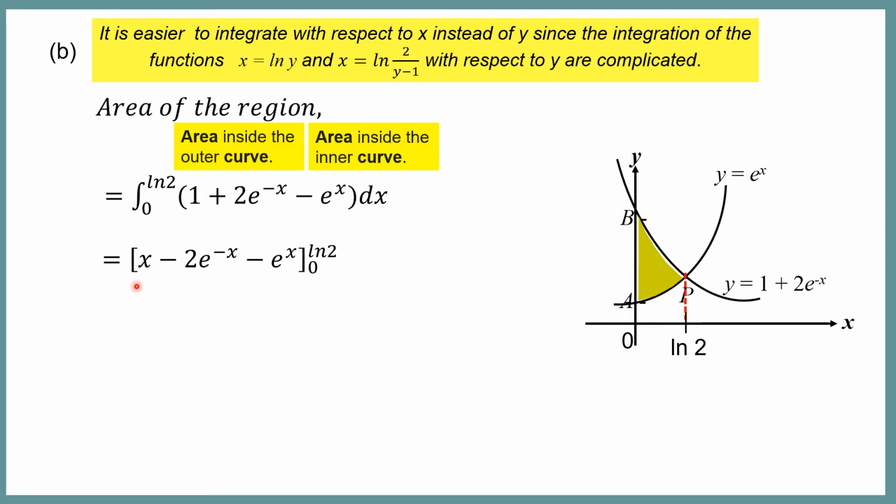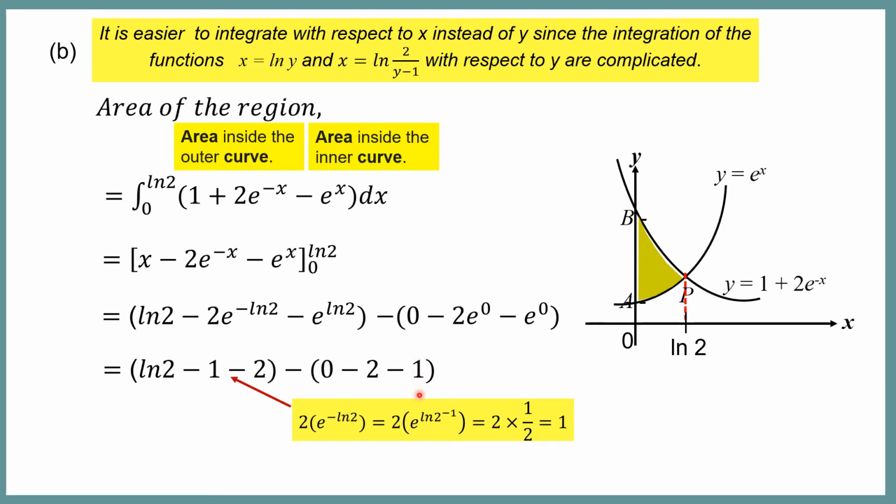Integrating, 1 is x, 2e to the power of negative x is negative 2e to the power of negative x, and e to the power of x is e to the power of x. Substituting the upper limits and the lower limits, we have, simplifying, ln 2 minus 1 minus 2 minus 0 minus 2 minus 1. Simplifying further, the area of the region is ln 2 units squared.